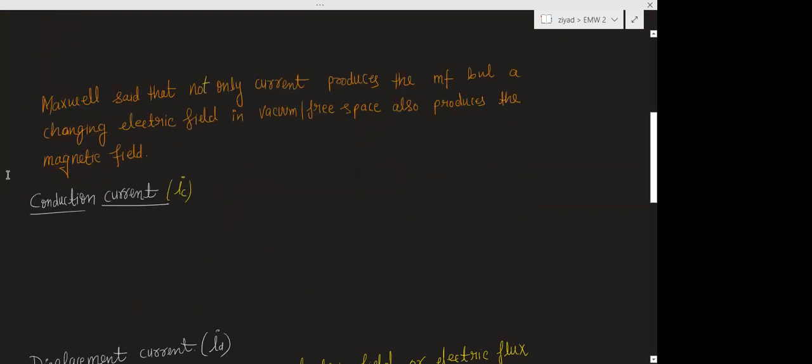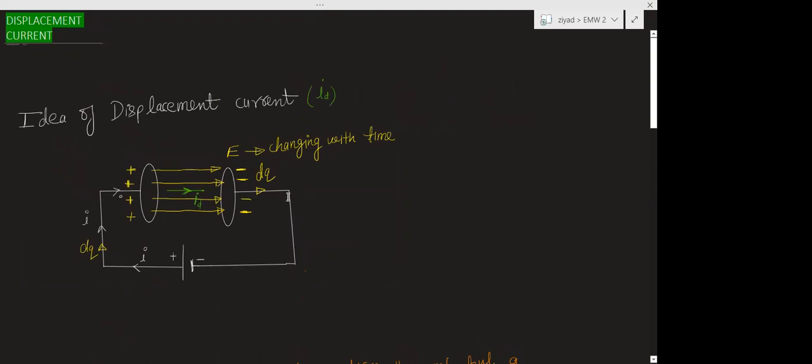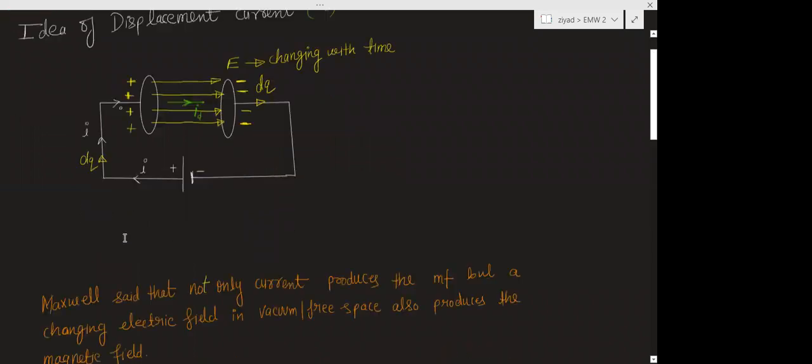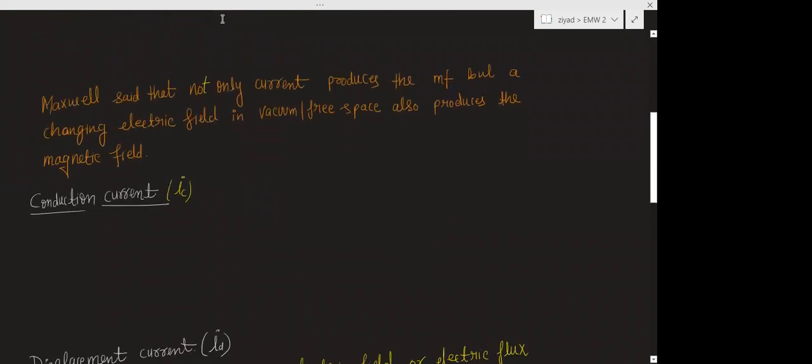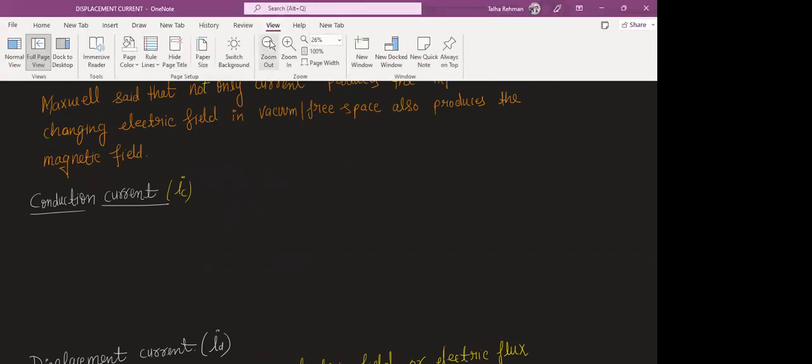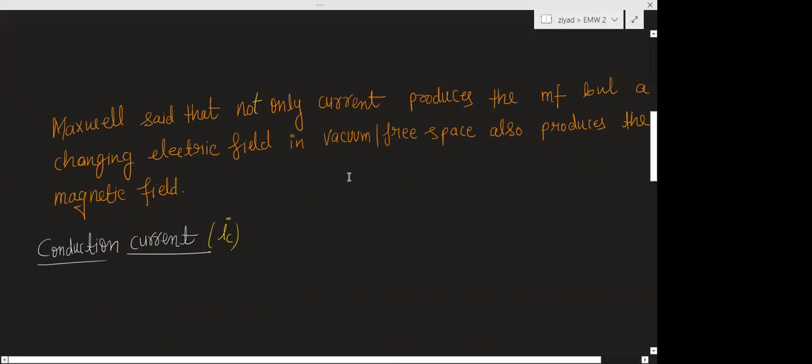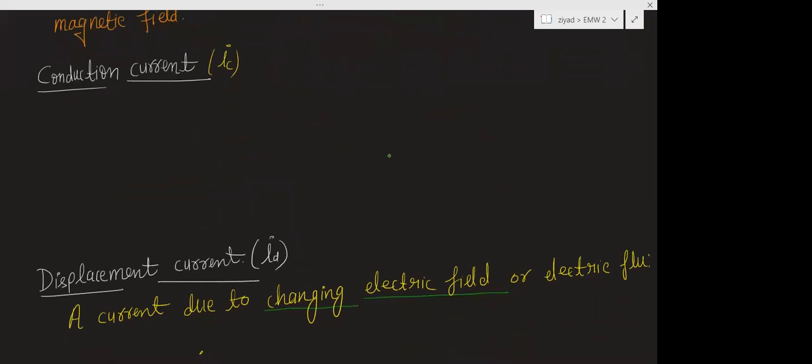Now, conduction current. The normal current that is flowing in the wire is known as the conduction current. This I is known as the conduction current. So conduction current is simply this I that is flowing in the wire.